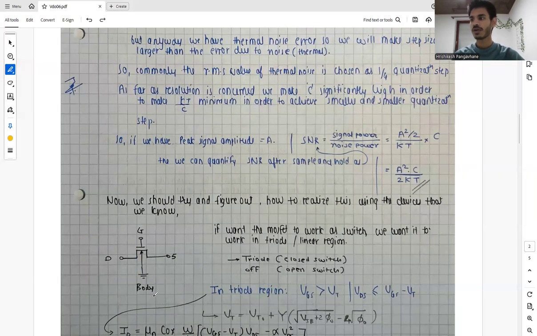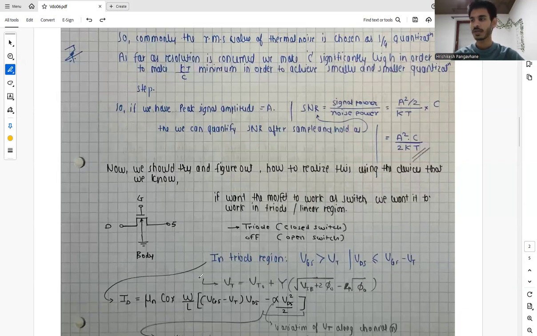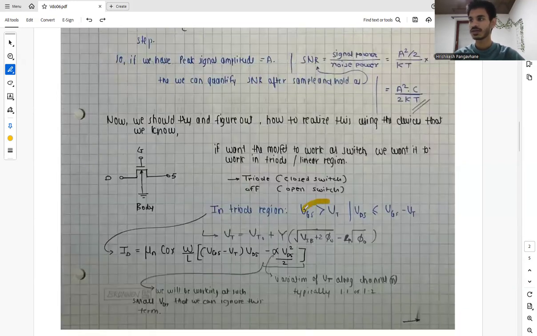So if we want the MOSFET to work as a switch, we want it to work in the triode or linear region. Basically, when we are in the track phase, when the switch is closed, the MOSFET should act in the triode region. And when the switch is open, or we are in the hold phase, the MOSFET is off. So what happens in the triode region of a MOSFET? We'll just go through the basics of MOSFETs.